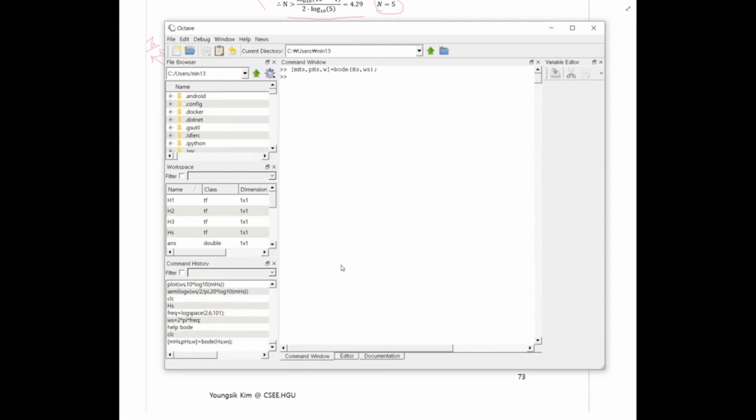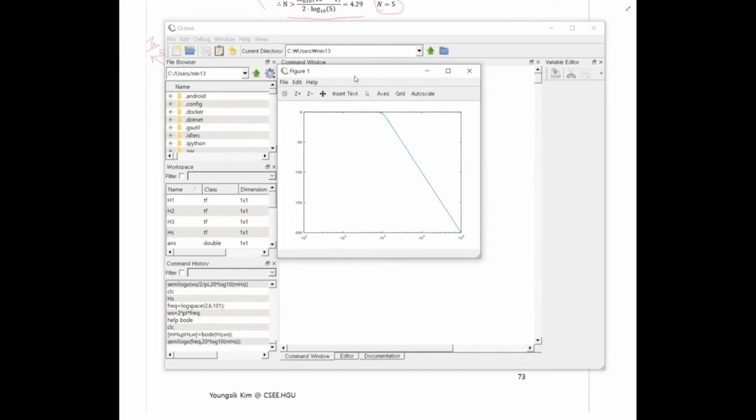Then I can make a Bode plot by using a log scale along the frequency axis. So I have the semilog x, where the x-axis is plotted over a log scale, and I provide the frequency, and magnitudes are plotted in dB scale. So I take the log 10 of the magnitude response. Okay, this will give the Bode plot. So you can see this is the Bode plot.